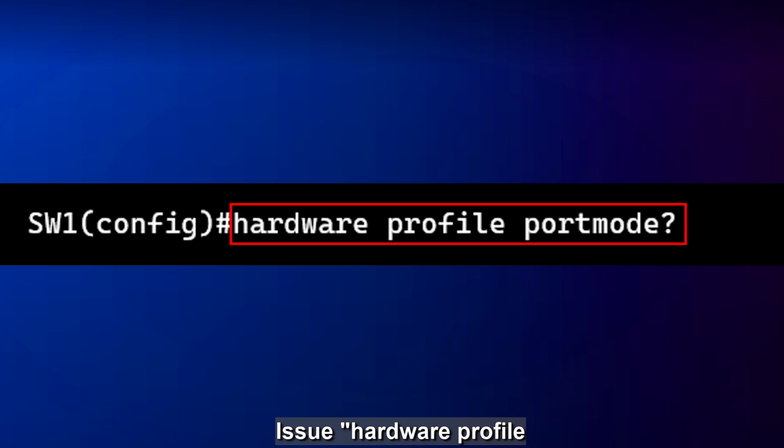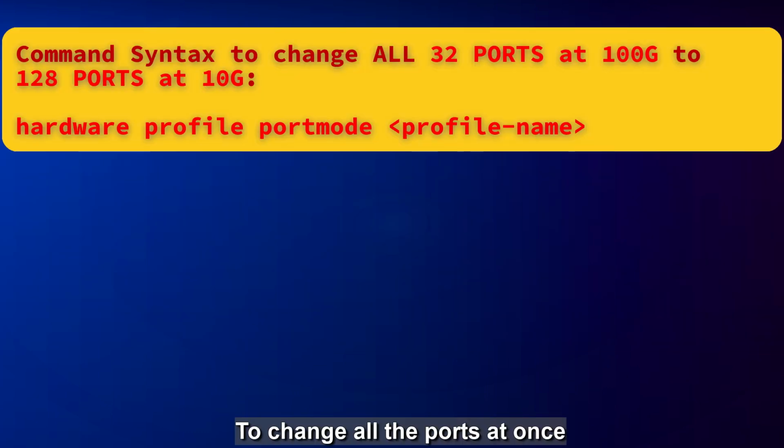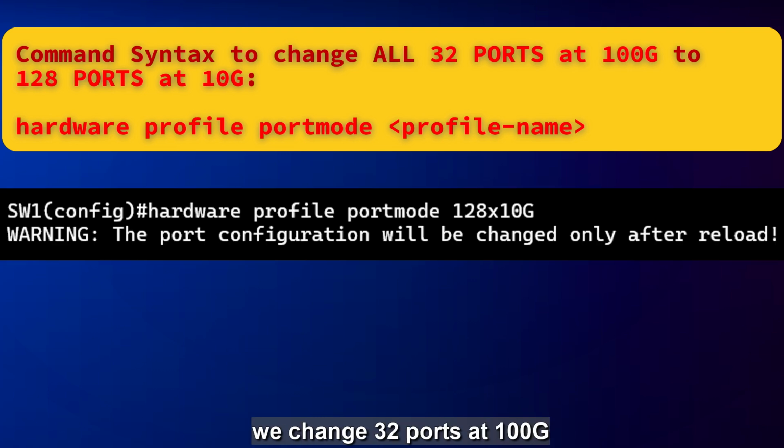Issue the hardware profile port mode help command to show the available hardware port partitioning profiles. Here is an example. To change all the ports at once, select one of the port division profiles. In this example, we change 32 ports at 100G to 128 ports at 10G.